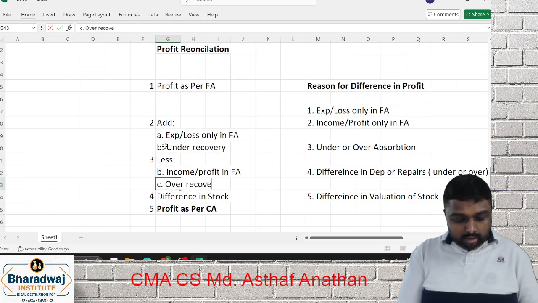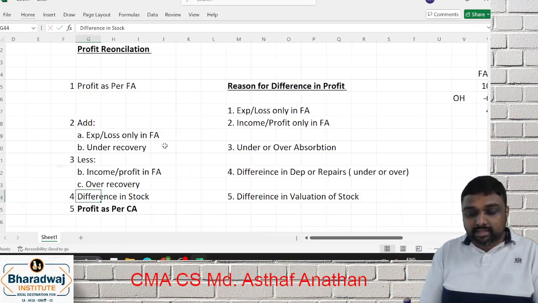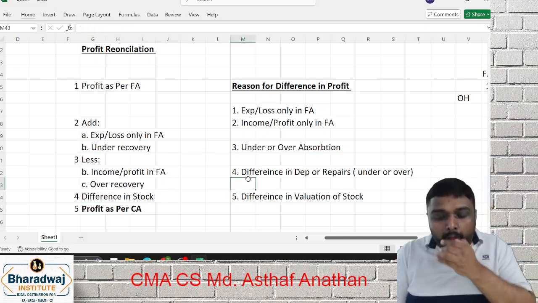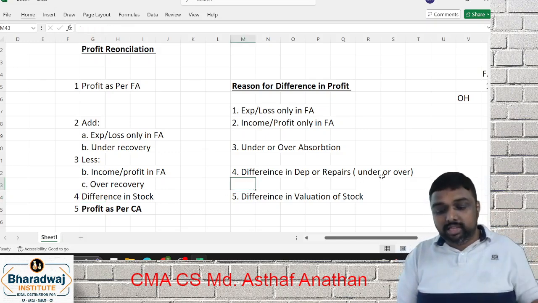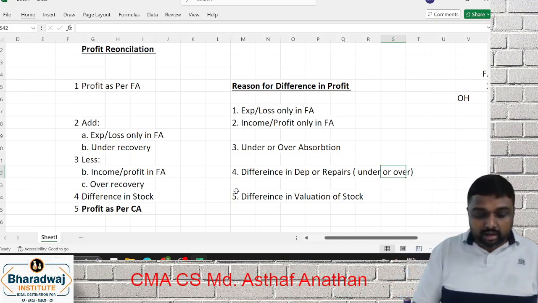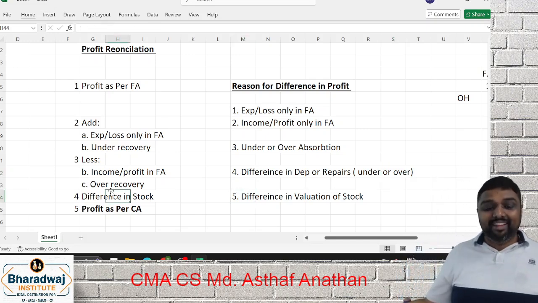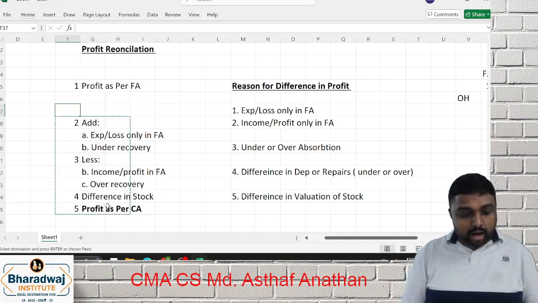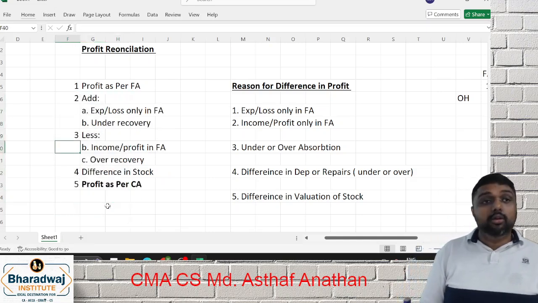Over recovery. Clear? So next is what? Difference in depreciation. I told you, if more charge of depreciation, same concept of under recovery, over recovery, no separate formula. Difference in stock also we get. Our format is what? Over. So this is how you have to make it.